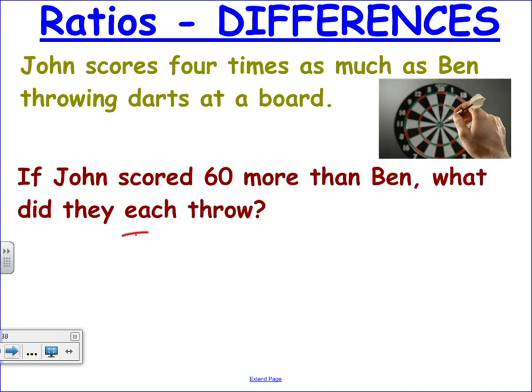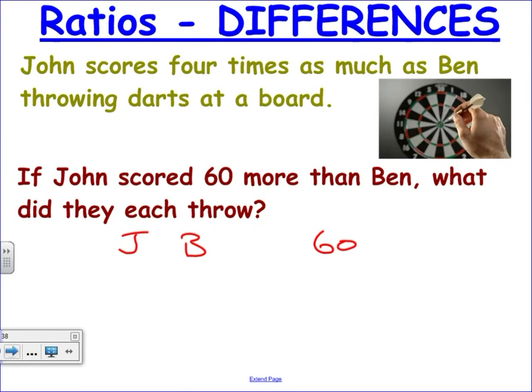So I've got John and Ben. What's my ratio? Would it be 60 and 180? No. The 4 is the times more in the score. The 60 is the difference in your total. That lives over there. What's my ratio? Is it John gets 4 and Ben gets 1?